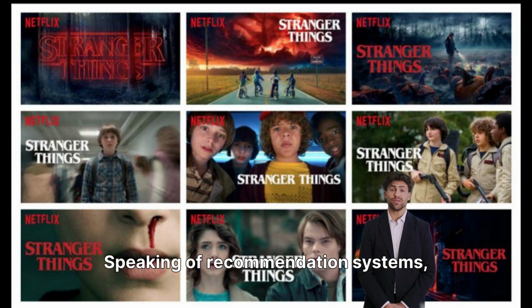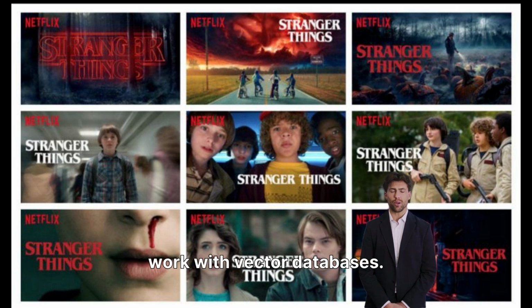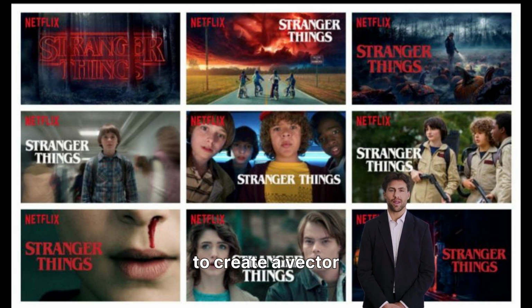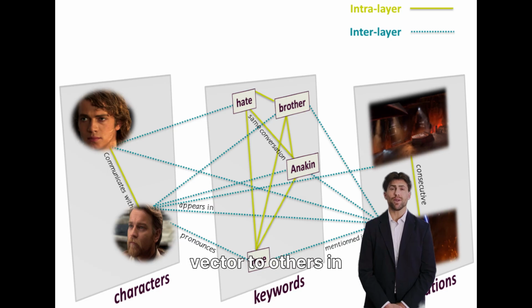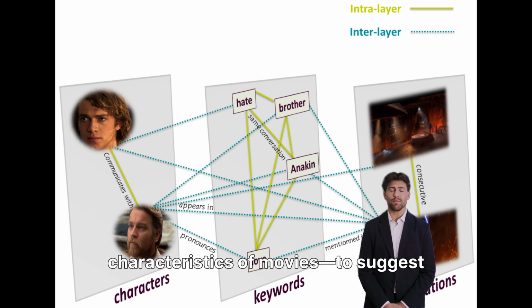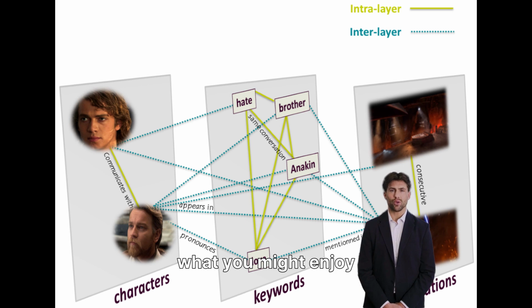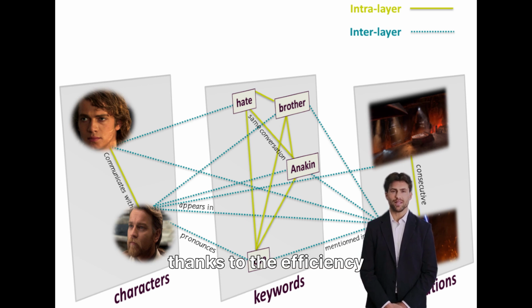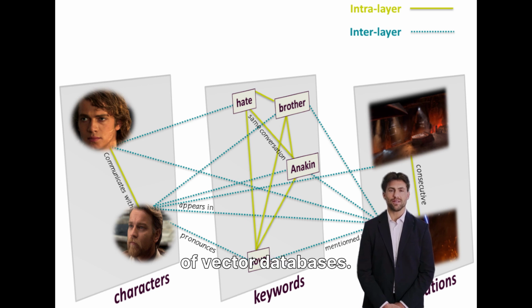Speaking of recommendation systems, let's consider how they work with vector databases. When you watch a movie on Netflix, it uses your viewing history to create a vector that represents your preferences. It then compares this vector to others in its database, like those of other users or the characteristics of movies, to suggest what you might enjoy next. This process happens in a matter of seconds, thanks to the efficiency of vector databases.